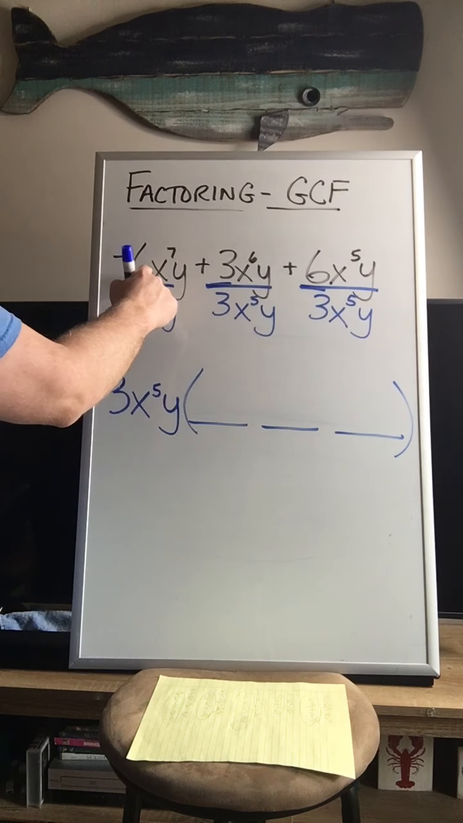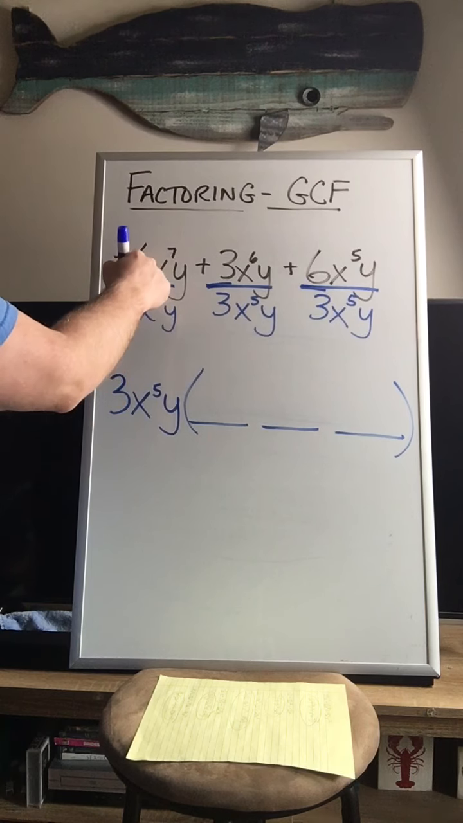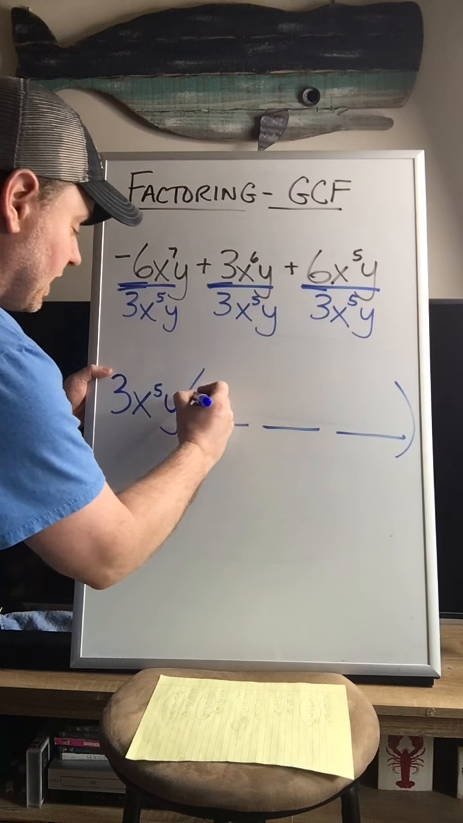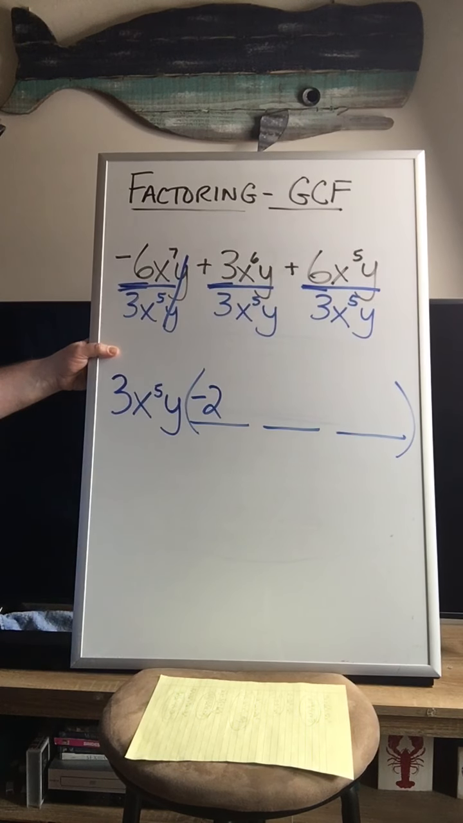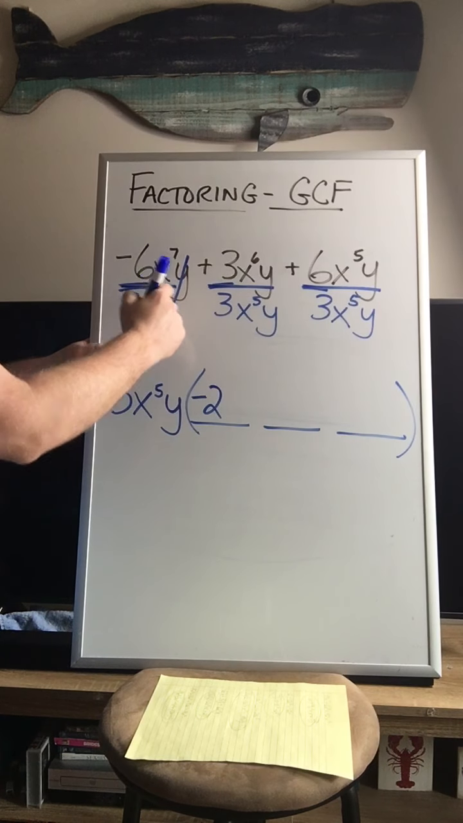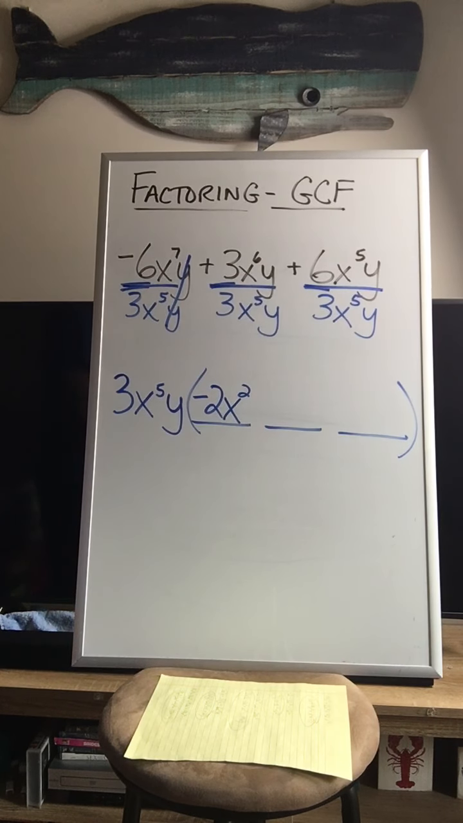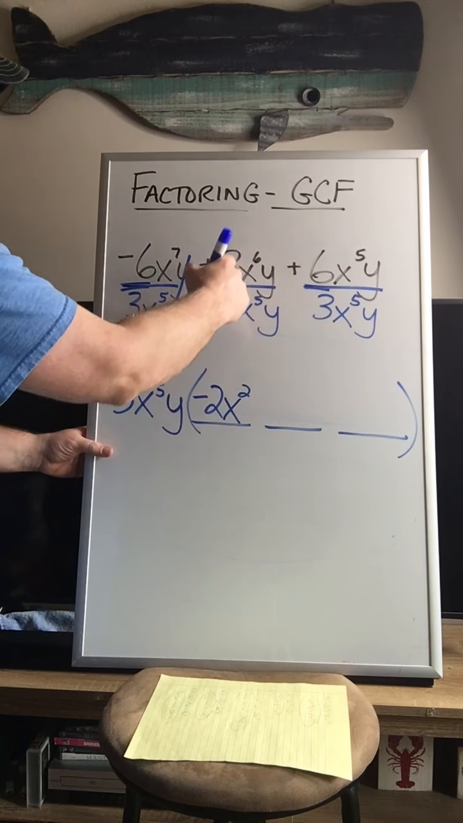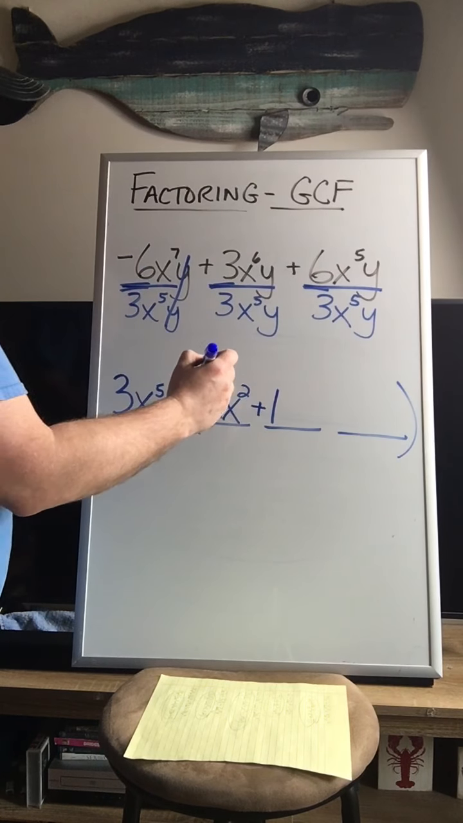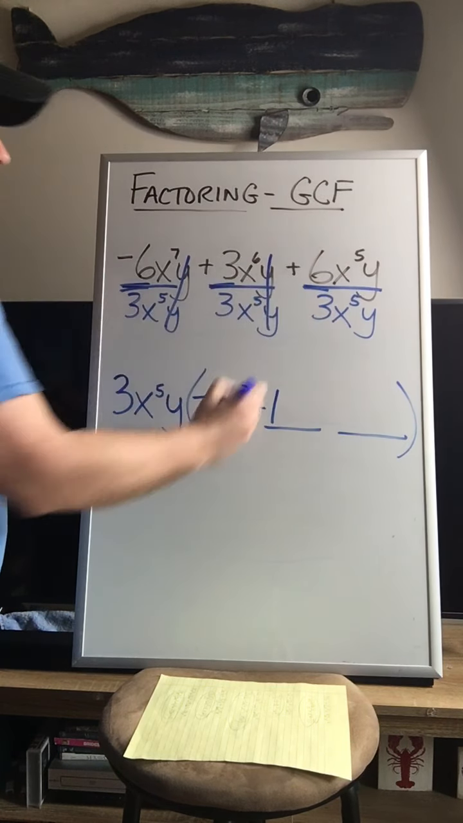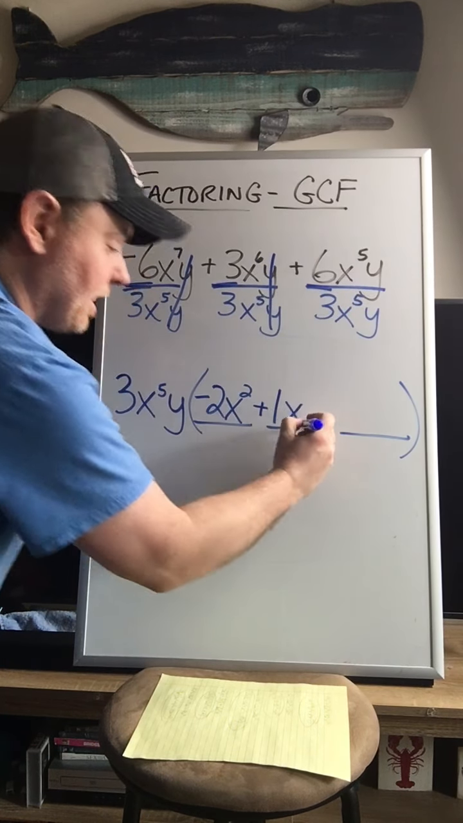So, -6x to the 7th y divided by 3x to the 5th y. -6 divided by 3, that's -2. The y's cancel out completely, and x to the 7th divided by x to the 5th will be x to the 2nd because you subtract the exponents. Here we go. 3 divided by 3 is 1, so this will be +1. Once again, the y's cancel out completely. X to the 6th divided by x to the 5th will just be 1x.